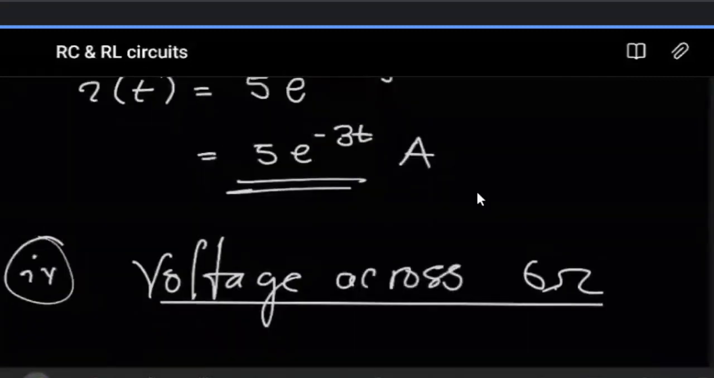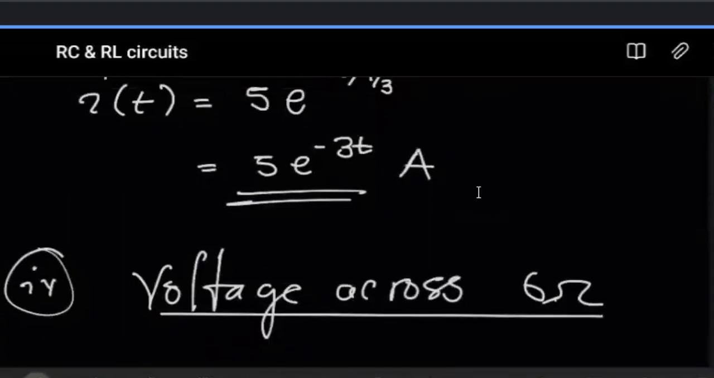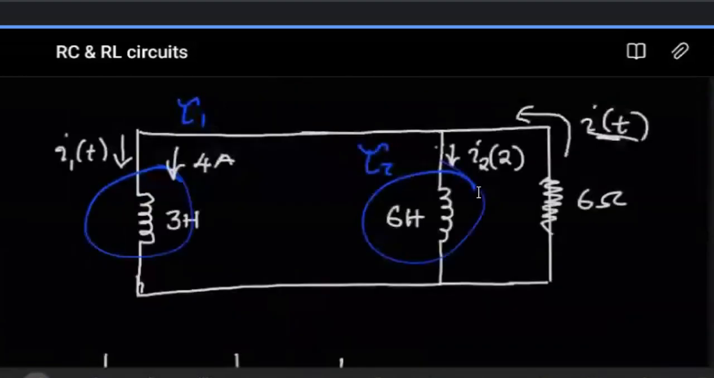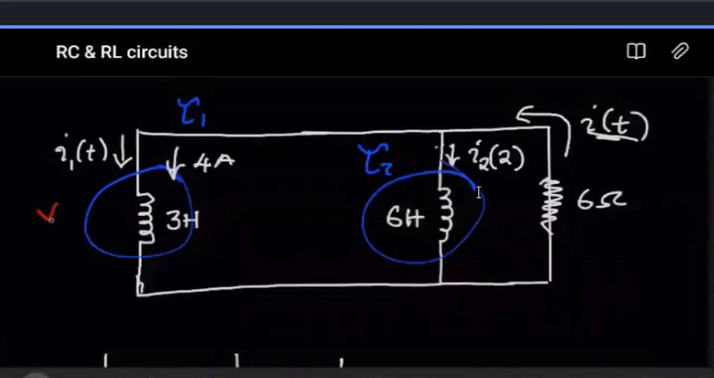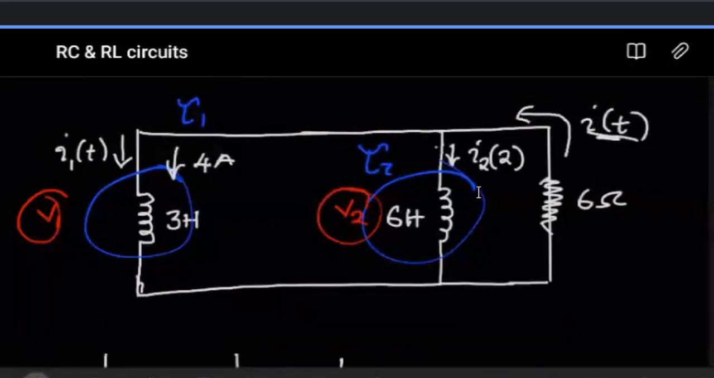So how do we find voltage? Well, in this case, what you have to observe is for this circuit, if the voltage across this inductor is V1, and the voltage across this inductor is V2, how do these two voltage values compare? What do you expect? How will those two voltage values compare? V1 and V2.